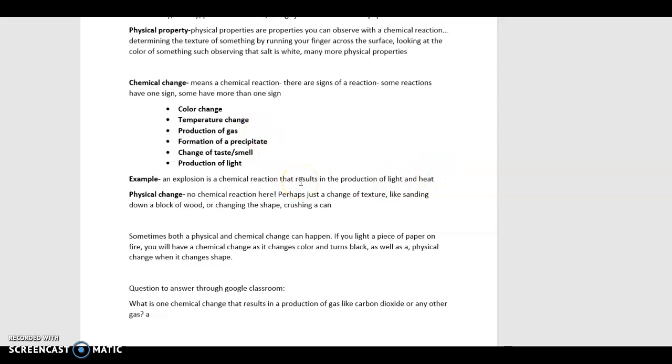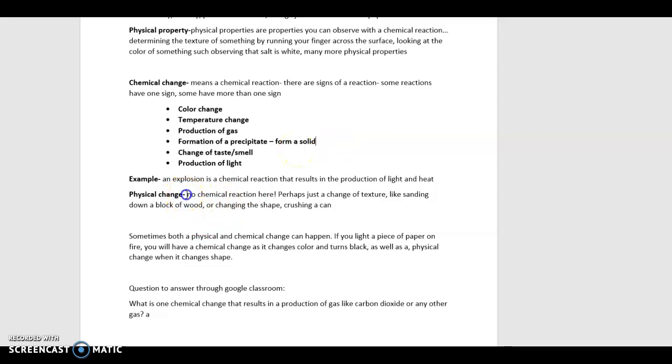We could have a bike rusting, that's changing color. We could combine vinegar and baking soda, that would produce carbon dioxide, that's a gas. Okay. Don't forget formation of a precipitate. So it's not precipitation like weather, but it's when you have liquids that combine and they kind of clump together to form a solid. Might not be a solid like what you're thinking, but technically it's a solid.